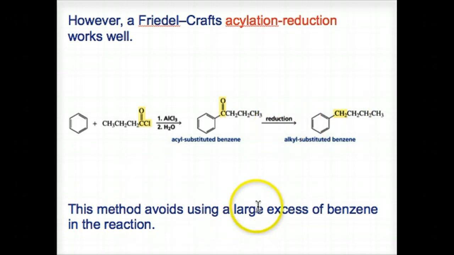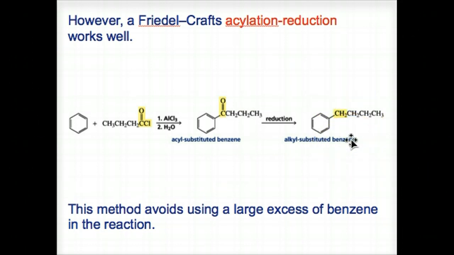This method avoids using a large excess of benzene in the reaction, as we saw previously. So the acylium ions do not rearrange when it loses the chlorine. So a straight chain alkyl group can be placed on a benzene ring by means of the Friedel-Crafts acylation reaction, followed by reduction of the carbonyl group to a methylene group. This is called an acylation reduction reaction. The two carbon-oxygen bonds are replaced by two carbon-hydrogen bonds.